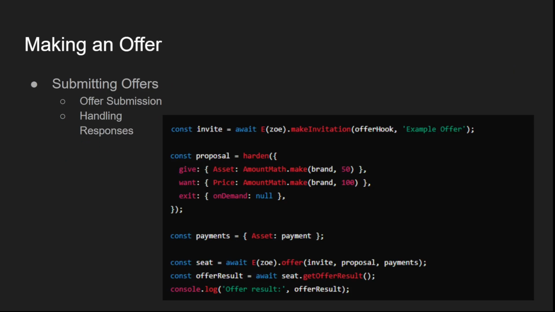Submitting an offer to Zoe involves packaging the invitation, proposal, and payments together and sending them to the contract. Use Zoe's offer method to submit the offer, which returns a user seat. This seat allows the user to interact with the offer and retrieve the result. The response from the contract, such as offer acceptance or rejection, can be retrieved through the user seat.